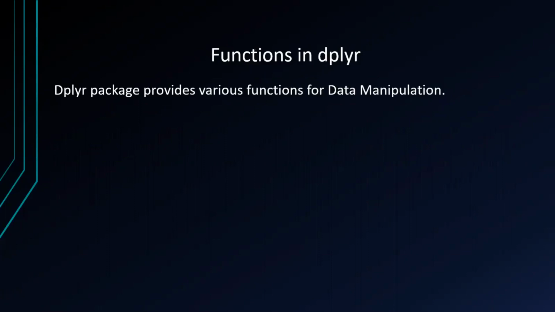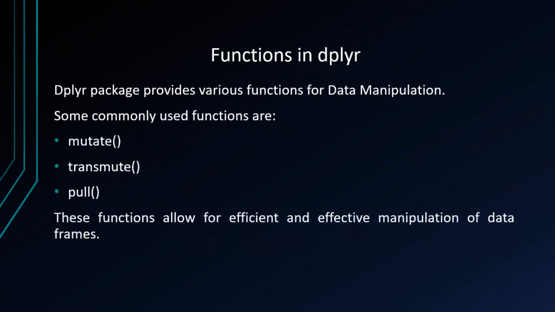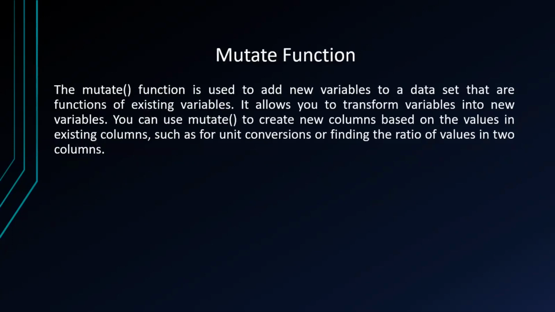Now you might be wondering what other functions we can use with the help of the dplyr package. The dplyr package provides various functions for data manipulation. Some commonly used functions are mutate, transmute, and pull. These functions allow for efficient and effective manipulation of data frames. So let's see the mutate function.